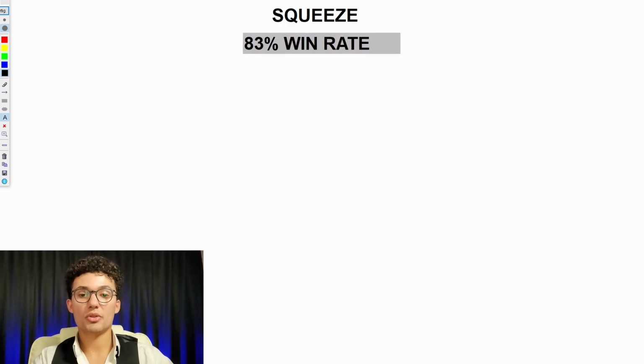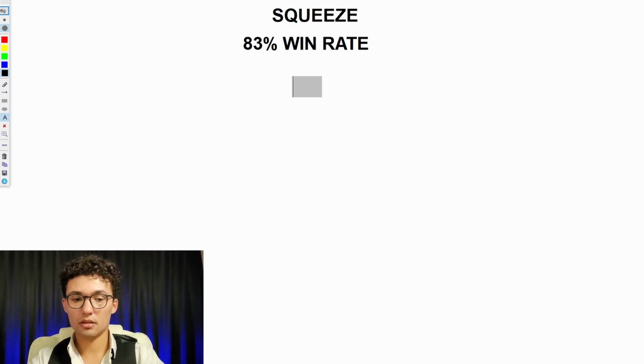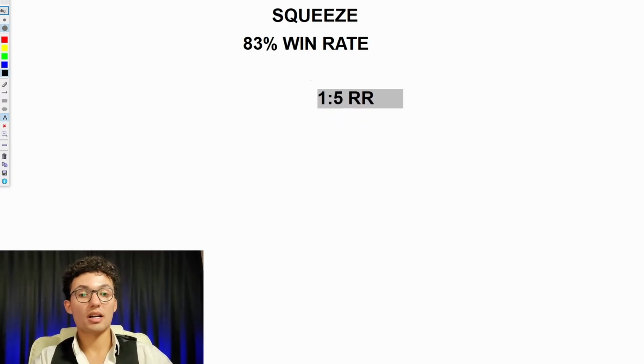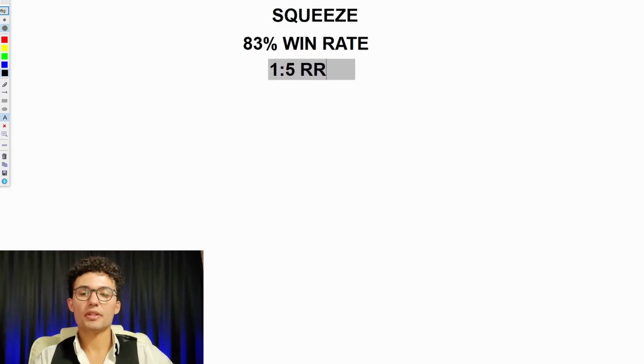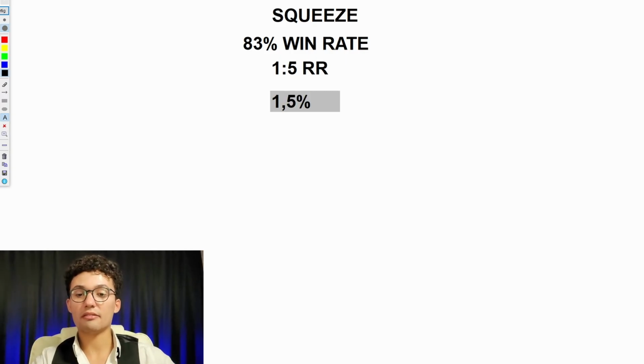Win rate is 83% for this strategy, and for squeeze, 1 to 5, okay? It's 1 to 5 risk return. So every $1,000 I risk here, I make $5,000. I really love this strategy. It's a pity that it doesn't happen all the time. Of course, banks don't hit their stop loss all the time, so it's not so common. But when it happens, I like to risk a little bit more. Okay, I risk on it 1.5% of my account balance. Okay, this is how I manage the risk of my second strategy.